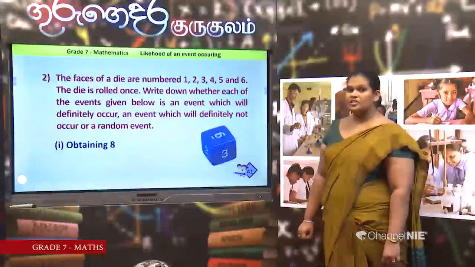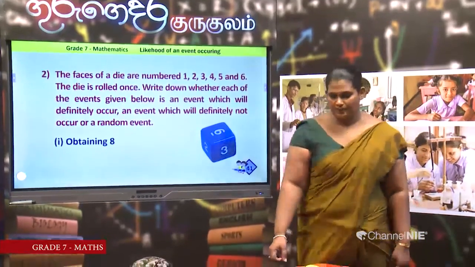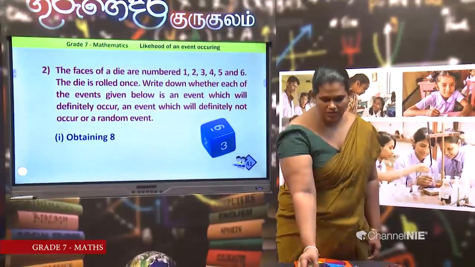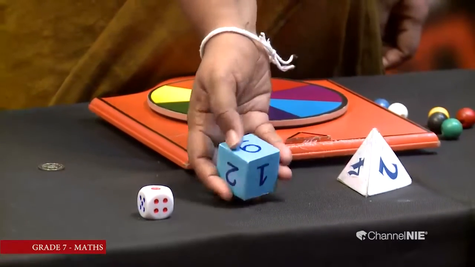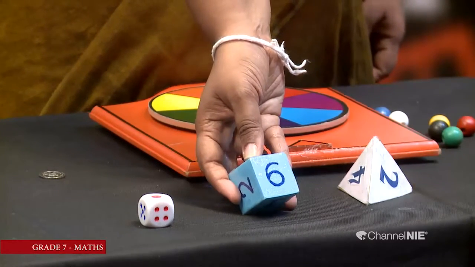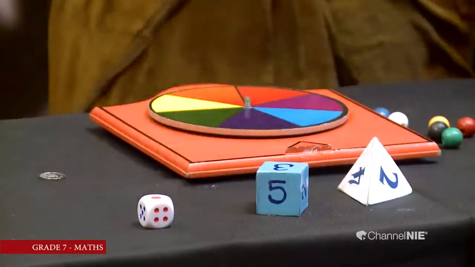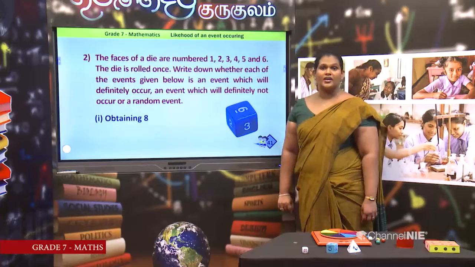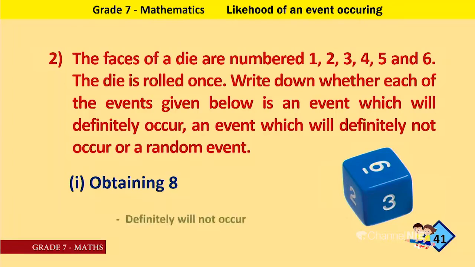we'll see the first one, obtaining 8. Okay, here I'll show you a die. Now, this is a die numbered from 1 to 6. Isn't that so? Now, here I have numbers from 1 to 6. So, if I roll this die, can I obtain number 8? No, I can't. Why? I don't have number 8 in my die. Therefore, it's an event which would definitely not occur.